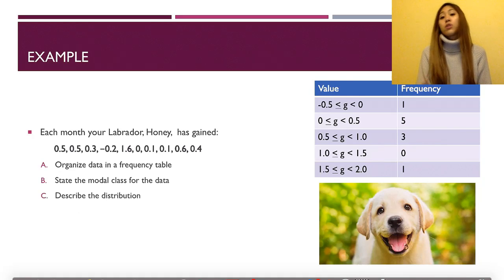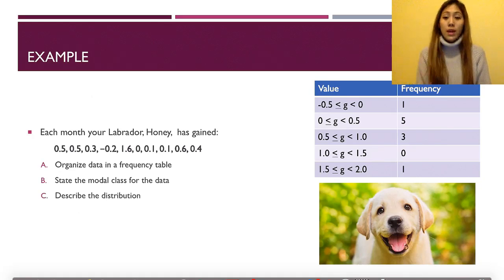So in order to consider the weight gained by the Labrador, I use negative 0.5 to 0. That's one frequency. 0 to 0.5, there are 5 values, as you can see on the left, that reside within this range, etc. You notice how I make it continuous by allowing the smaller number of each of the value ranges to be less than or equal to whatever gram is within it.